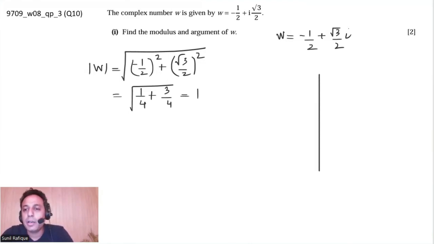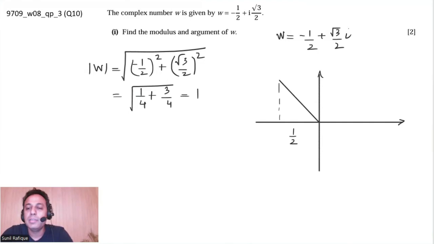Let's get the argument of W. This is in the second quadrant here somewhere. So this distance is 1/2. This distance is root 3 over 2. So imaginary, real. You can do it quickly, but for explanation's sake, I always make a diagram just to make you people understand better. So I need this angle, this theta.